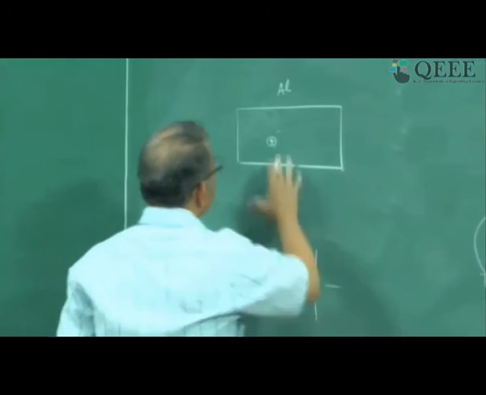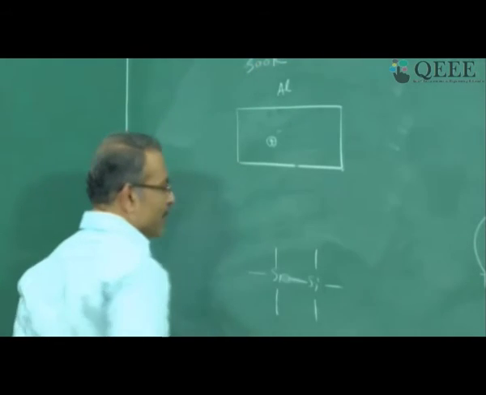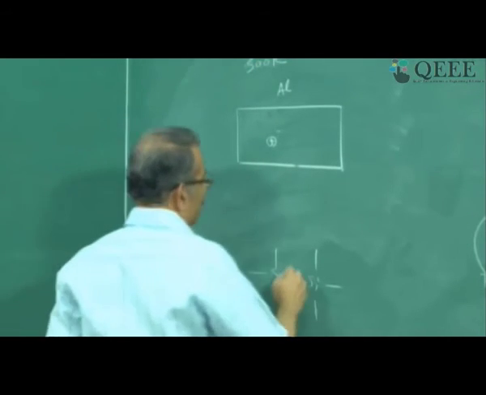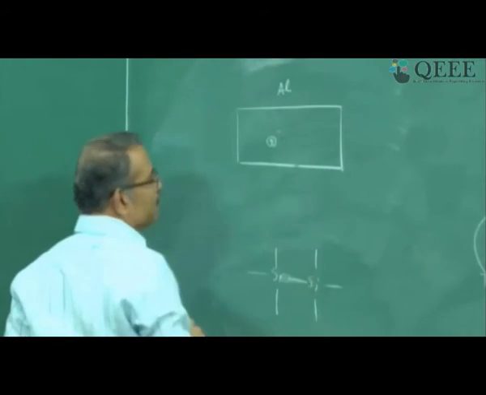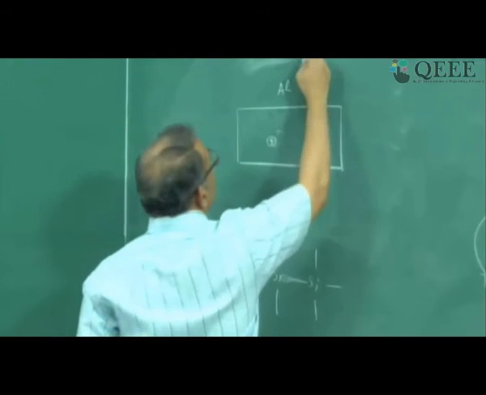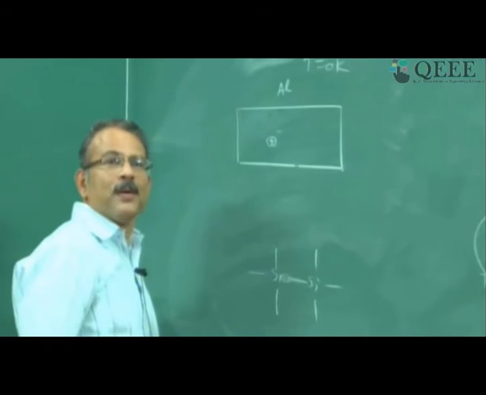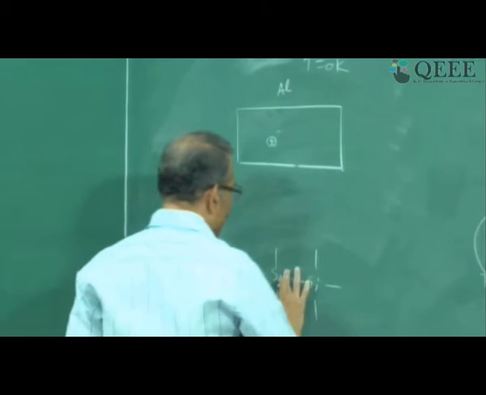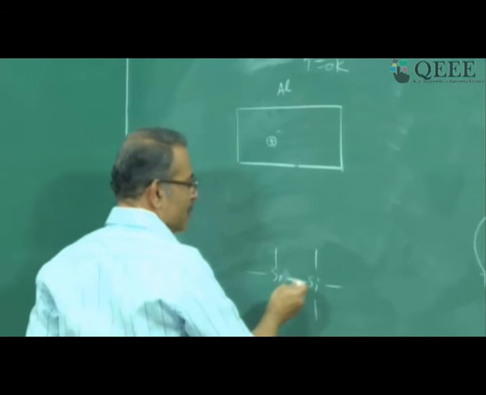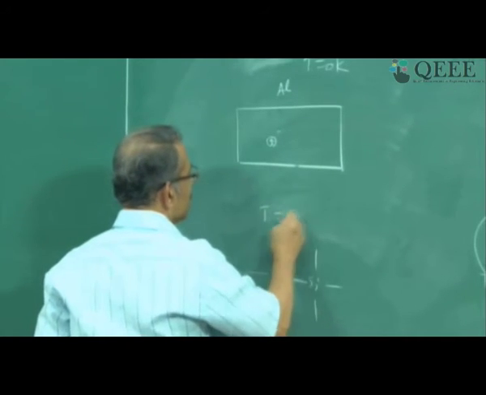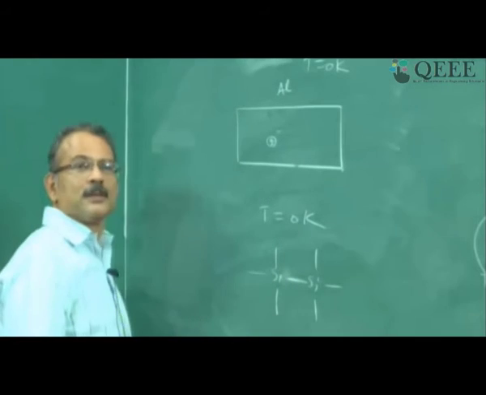So you can see in aluminum, at 300 K, every aluminum atom is giving an electron. In fact, in metal even at T equal to 0 K, every aluminum atom will give an electron. Whereas in silicon at T equal to 0 K, no electrons are available and no holes also, because all of them are participating in bonding, covalent bonding.